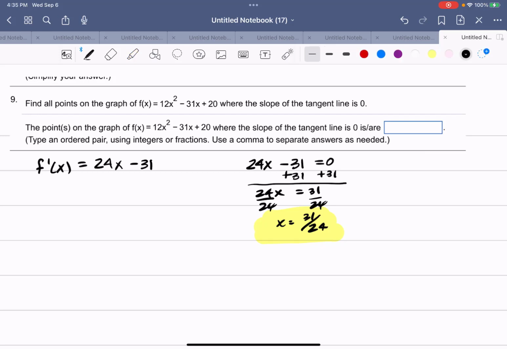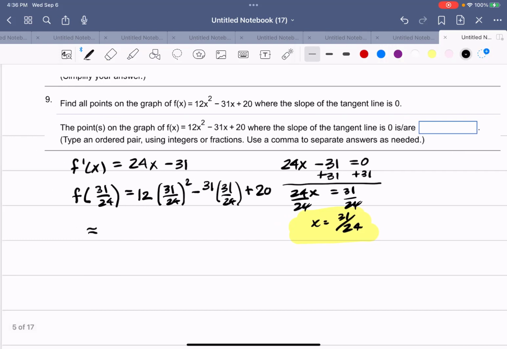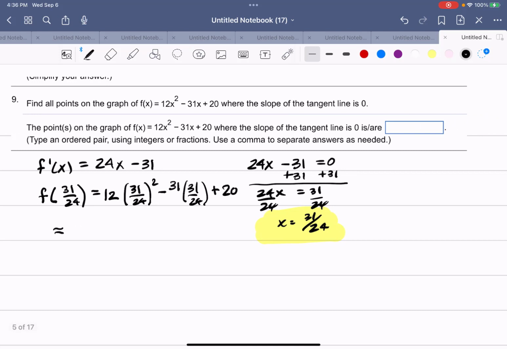Now this x is for the original function, so we have to find the y in the original function. So we have to do f, not f prime, of 31 over 24. And this is going to get a little tedious because of these fractions. 12 times 31 over 24 squared minus 31 times 31 over 24 plus 20. So I'm going to utilize my fraction key on my calculator, and I'm just going to type this entire expression in like that, using the fraction key for the fractions. So here's what I type.